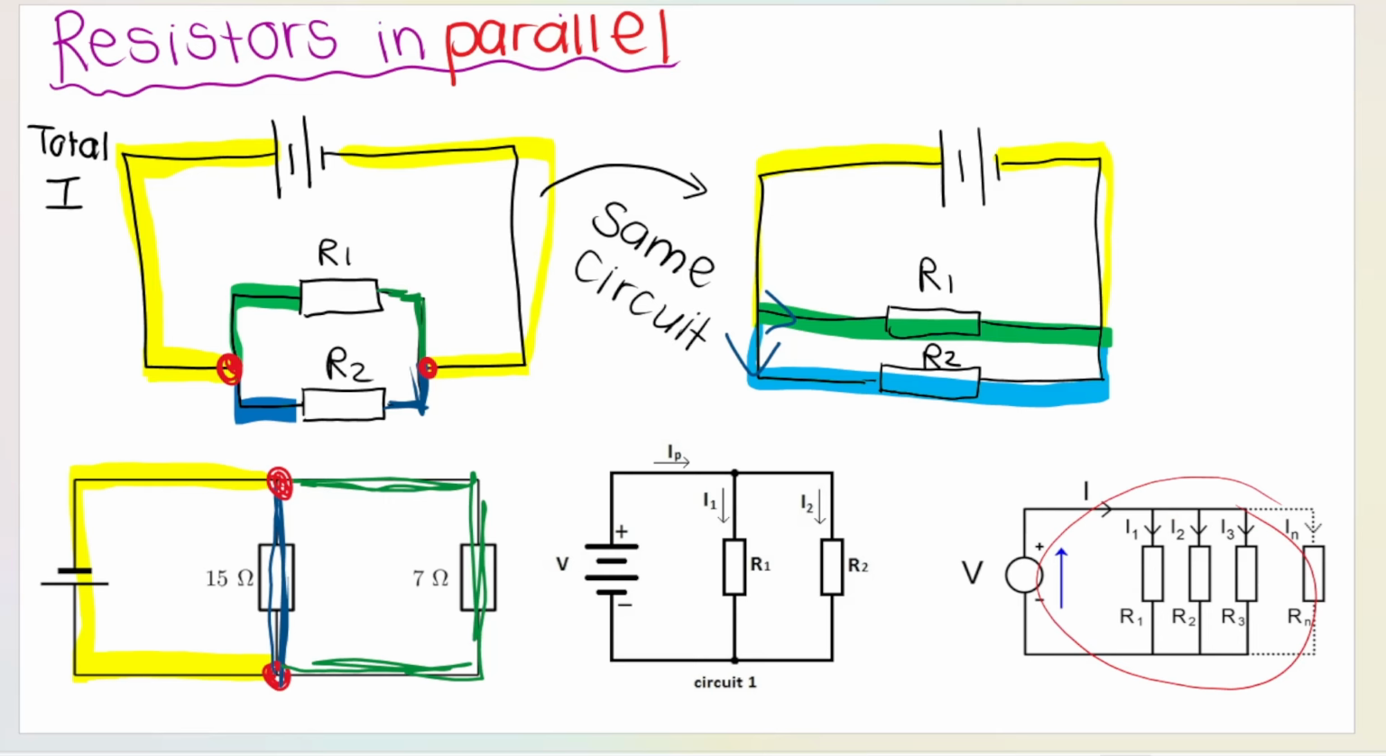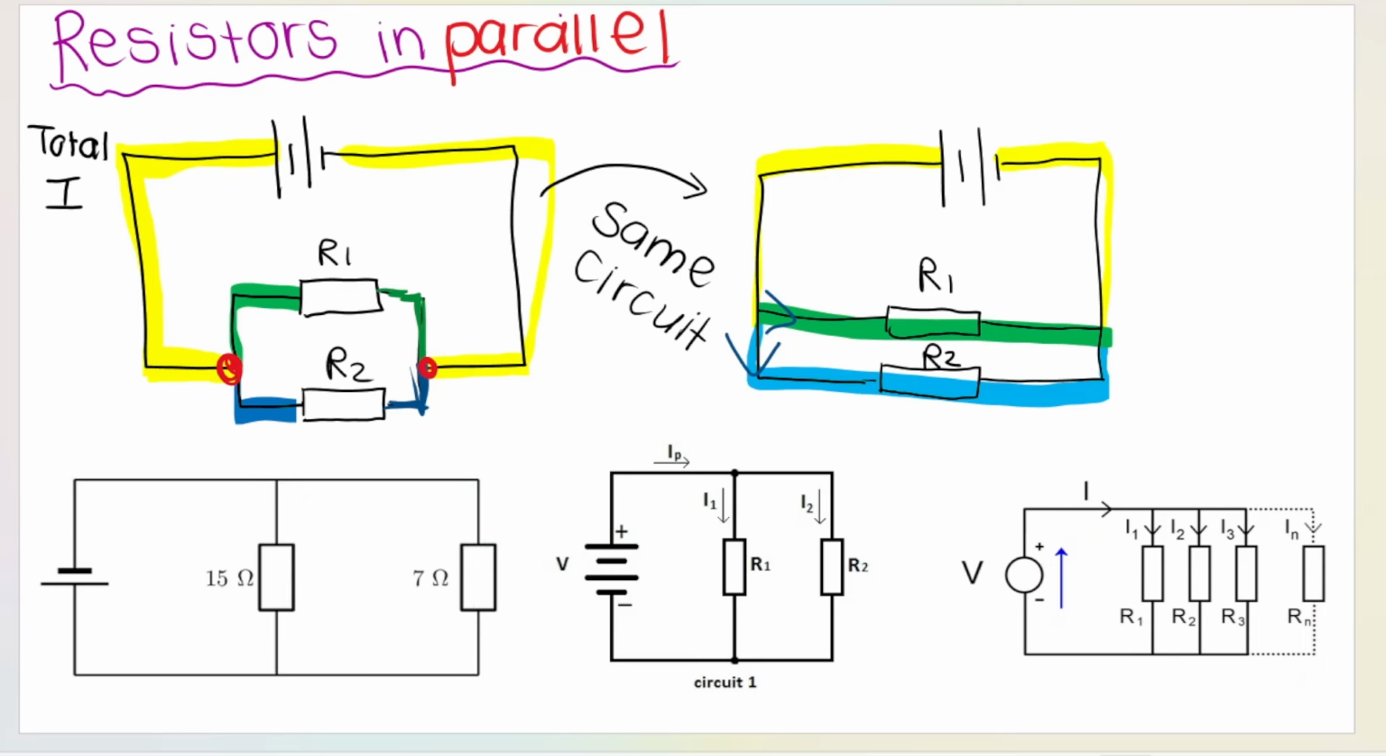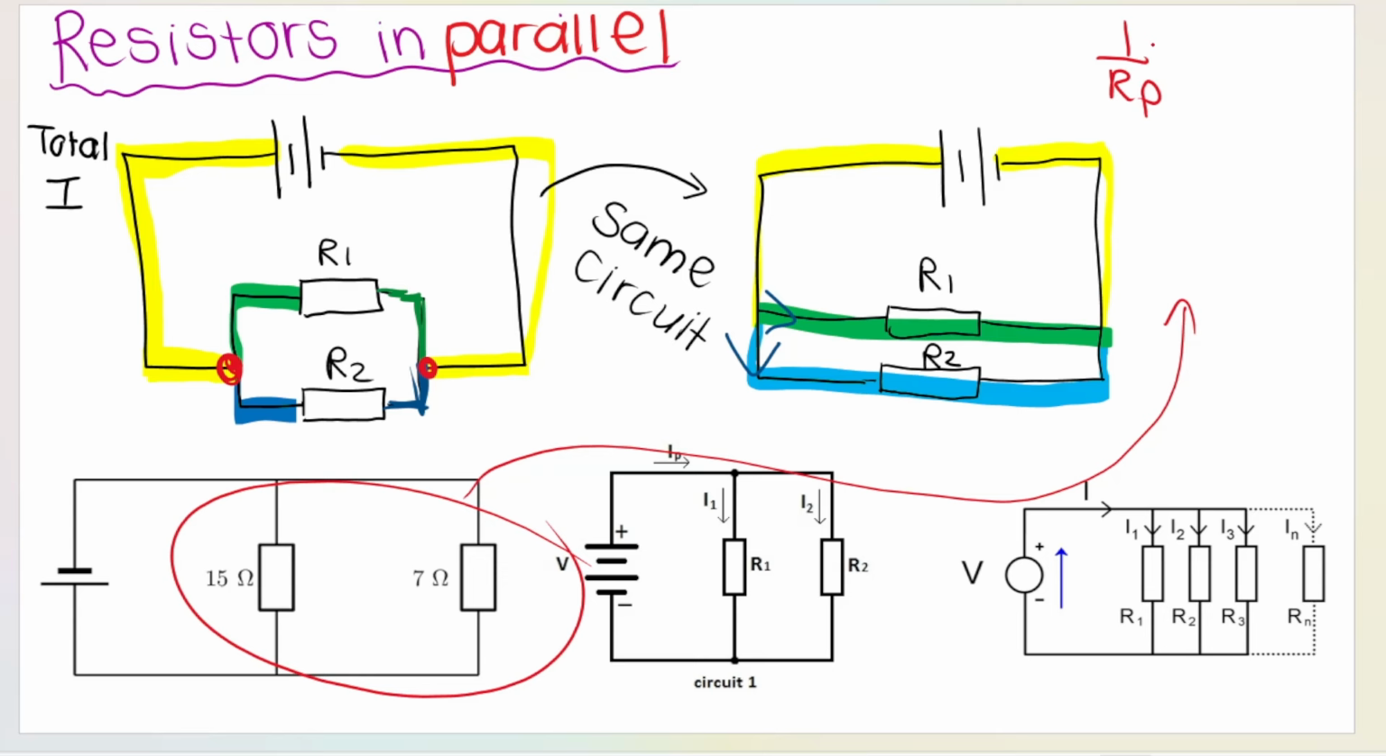Now, how would you calculate resistance in parallel? If I had to do the circuit at the bottom, because it actually has values, I would say 1 over Rp, because these are in parallel, equals 1 over R1 plus 1 over R2.